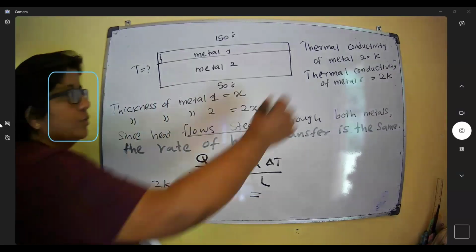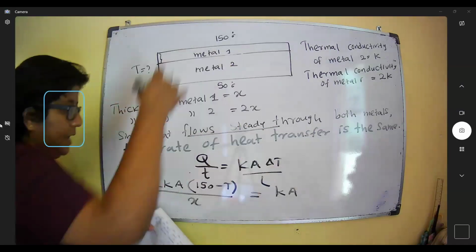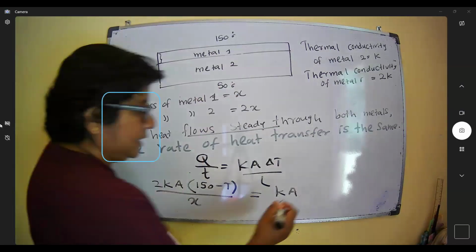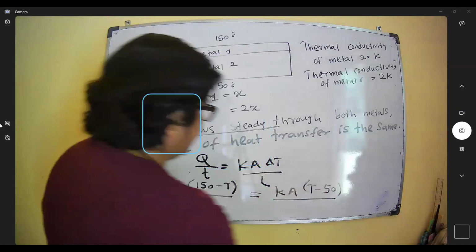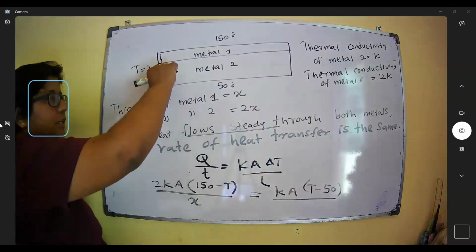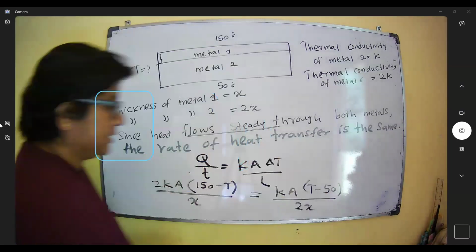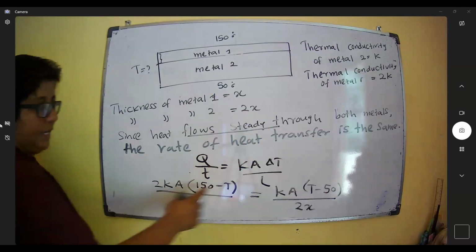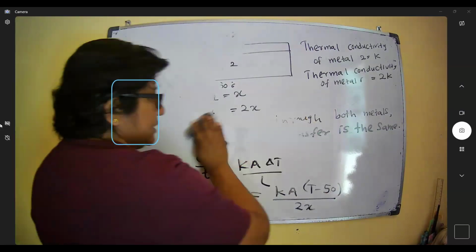In metal 2, thermal conductivity equal K, cross area is same, and delta T. Then temperature is T, now 50 Celsius. Then T minus 50, divided by thickness of metal 2, which you can see is the greater value, 2x. But the equation is like this. Then we can equate the heat flowing equation and find what is the temperature T.